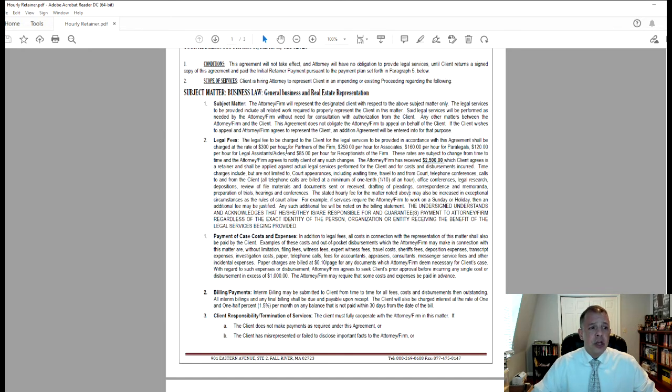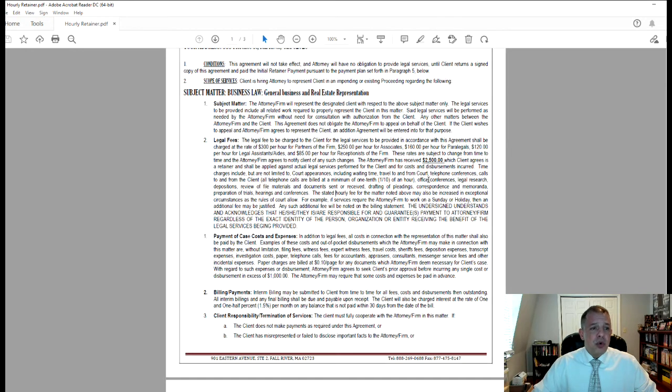Also within here, you'll find the hourly fee breakdown for each of the people who could possibly be working on your case. It does not mean that this many people will work on your case, but if a senior partner of the firm were to work on your case, or associates, or paralegals, legal assistants, receptionists, that's all broken down here. So that's important for you to understand.